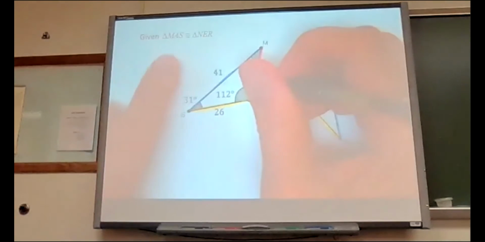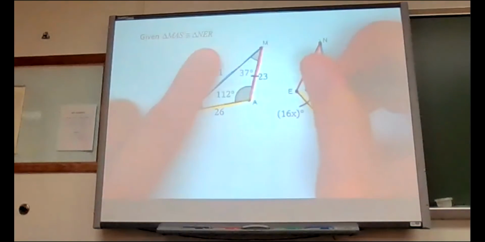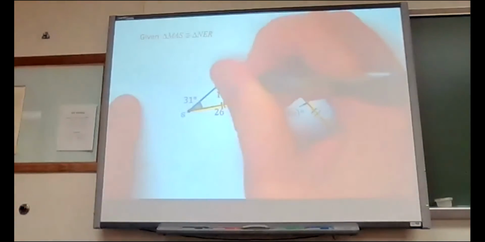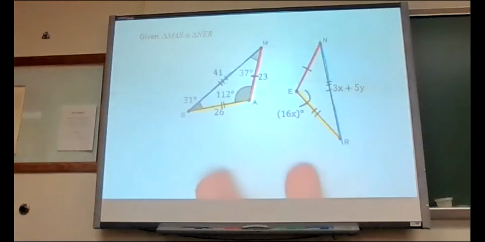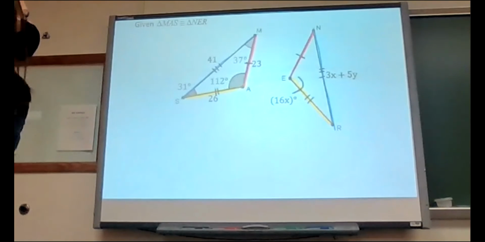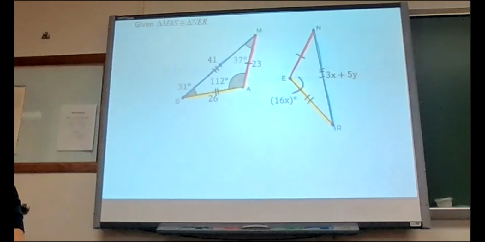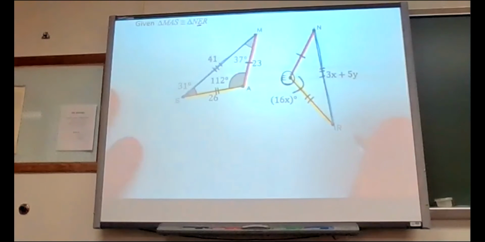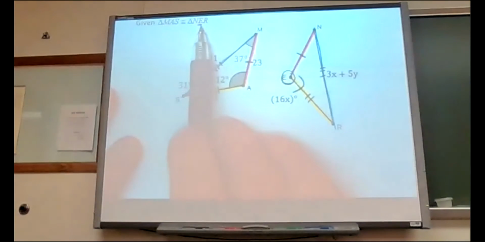Or I could have marked it with tick marks as I went around. If you don't have colors, I could have said MA to NE, AS to ER, and so on. You might not have colors at your desk, but you can mark it with tick marks going around so that now I have my sides matched up. And I can also match up my angles. To solve for x, what must angle E correspond to? Angle E would be the same as A, because they're in the same spot in this statement.